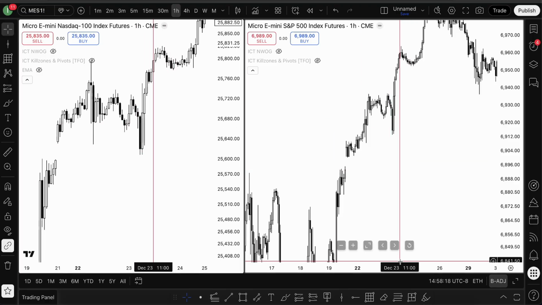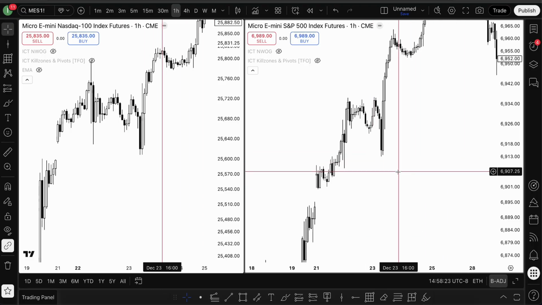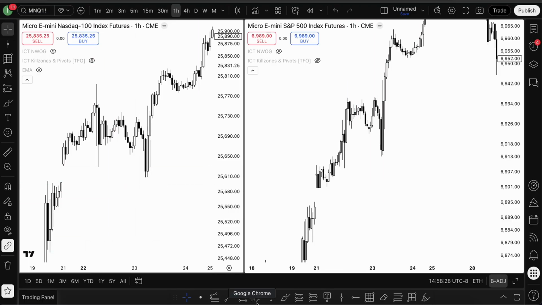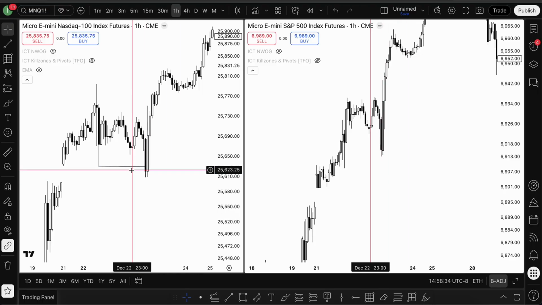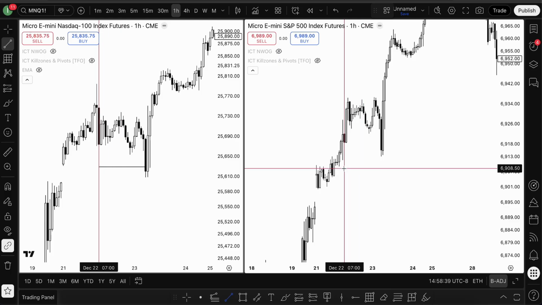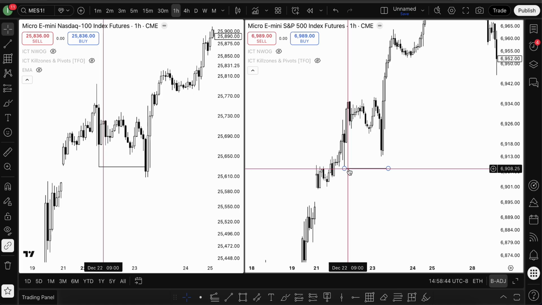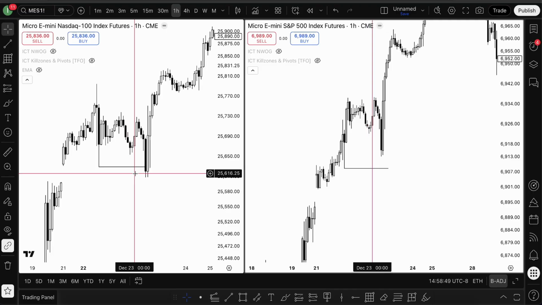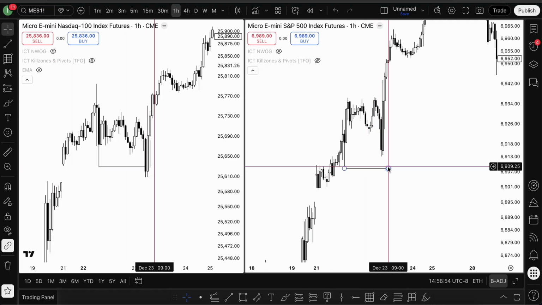Okay, so I've got an example for you guys. This one's not as dramatic an example, but it still works. With this example right here on NASDAQ, we had this level right here, and then on ES, we had this level. So these are the same levels. This is December 22nd of last month. On NASDAQ, we basically took out the level, and on ES, we did not.